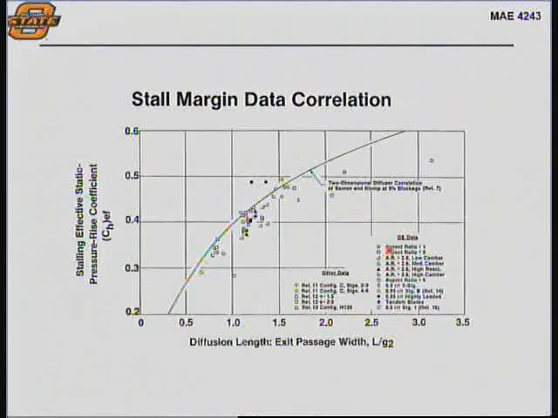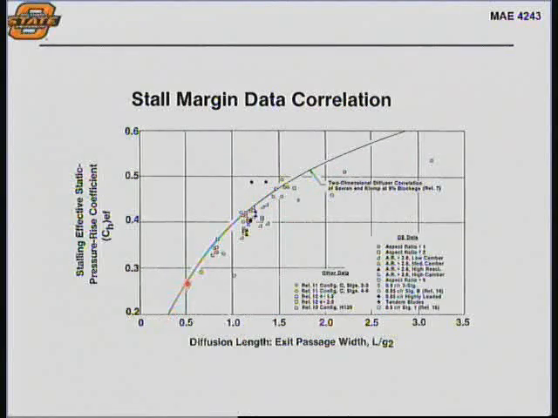So here's kind of the guts of this stall margin data correlation. You have some measure of the effective pressure coefficient. Think of this as, at what point do I stall? What's the pressure ratio at which the passage begins to stall versus this diffusion length parameter, or L over G2. I think in the next slide we define that, but it has to do with this aspect ratio. And you can get a bunch of data points out there, and you can see where they fall.